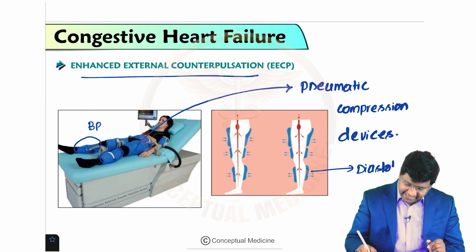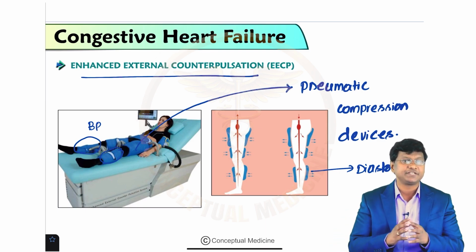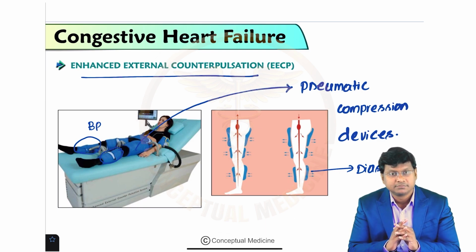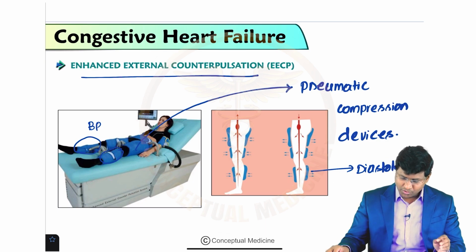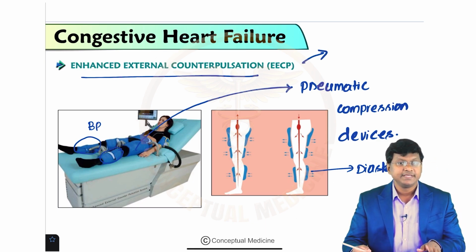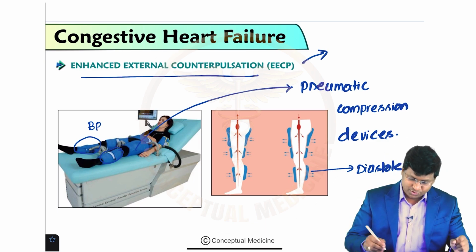So thereby what will happen? When you apply the pressure during diastole, there will be increase in the pressure within the aorta. Once there is increase in the pressure within the aorta during diastole, the coronary perfusion increases. Now as the coronary perfusion increases, there will be improvement in the myocardial viability, right? So this EECP, it improves exercise tolerance.